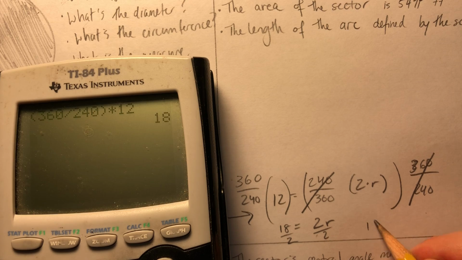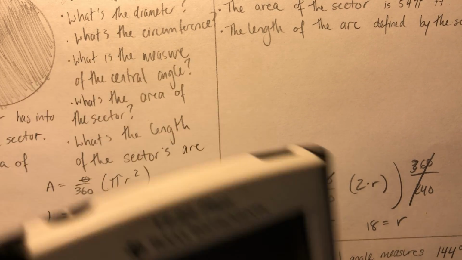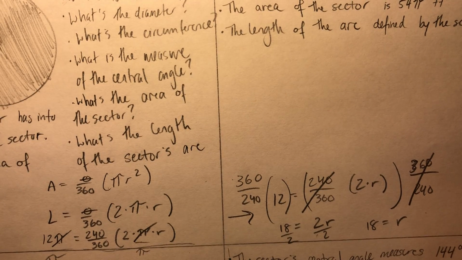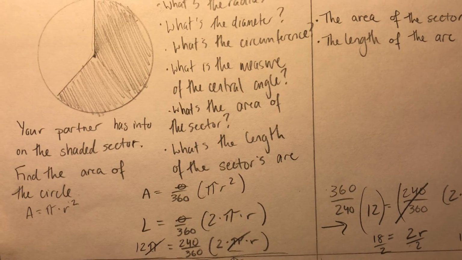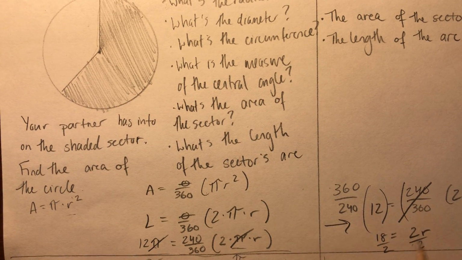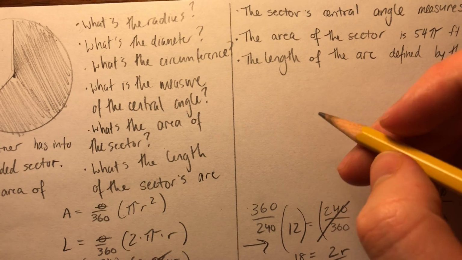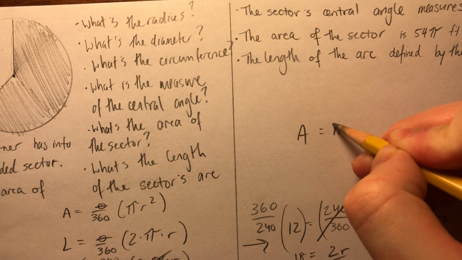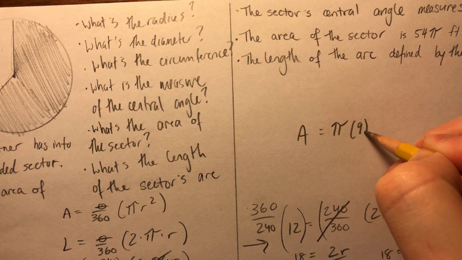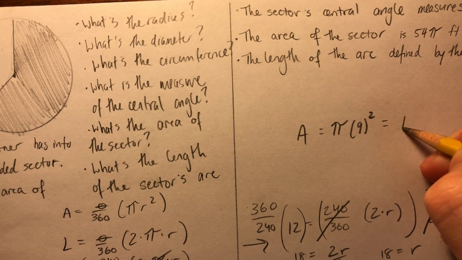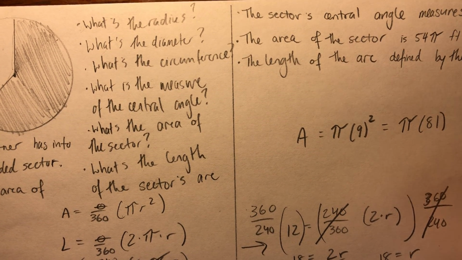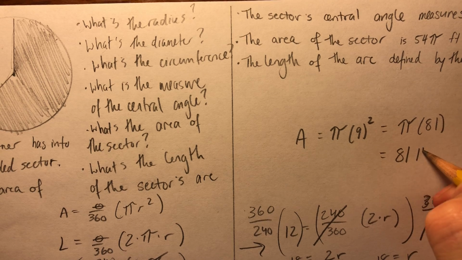Divided by 2, 18 equals r. So if my radius is 18, again, that's not what they're asking us to do, right? What they're asking us to do is find the area. So now I can just plug that value for r into this equation. We're going to get pi times 81, or really just 81 pi.